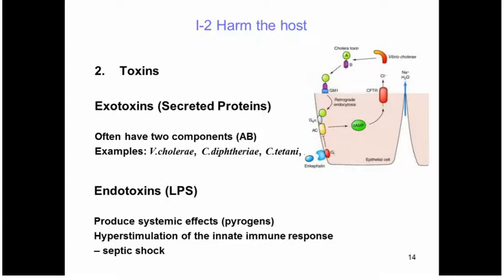Endotoxins. This is LPS, lipopolysaccharide. Exotoxins are secreted proteins that can be secreted by gram-positives or gram-negatives. LPS is only a factor in gram-negative infections. What is happening here is hyperstimulation of the innate immune response, because you've got a lot of lipopolysaccharide all over the place.